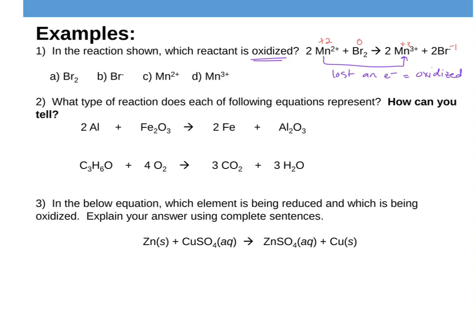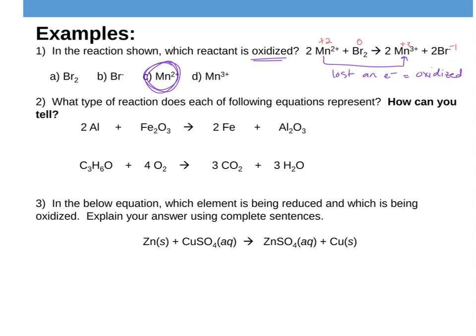Bromine apparently was reduced. This question is just asking about what was oxidized, though. And it looks like the manganese 2 plus was oxidized to form manganese 3 plus. So I circle manganese 2 plus because that's what was oxidized. And it also says reactant, so I know it's on the left-hand side of the equation.